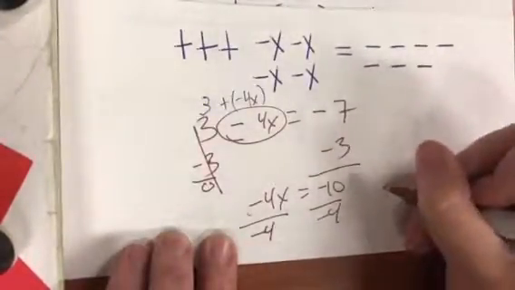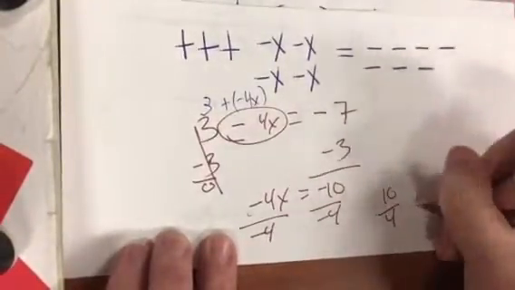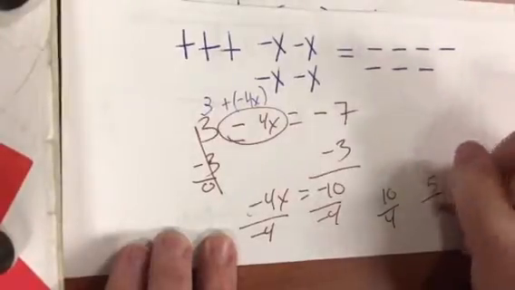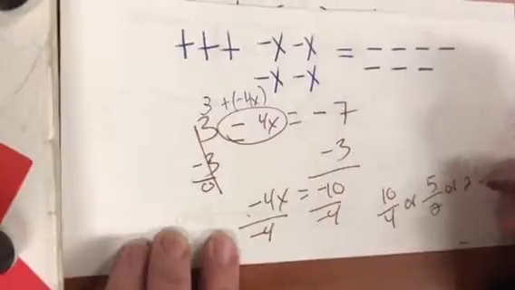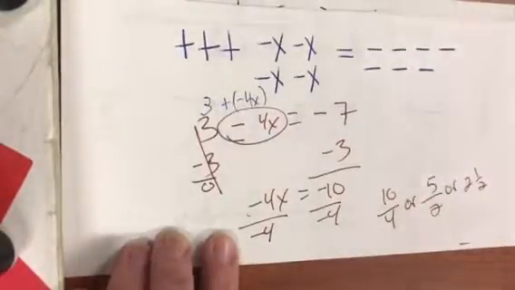When I simplify that, it's a positive 10 over 4. 10 divided by 4 is 5 over 2, or 2 and 1/2. There you go. Perfect.